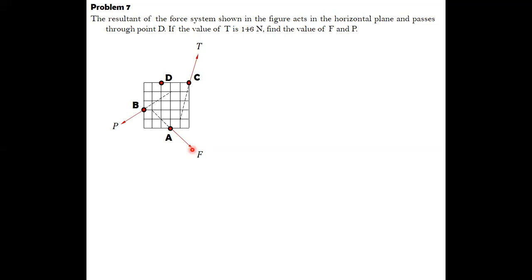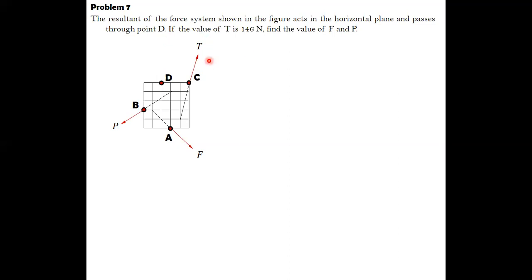Okay, now what if the involved forces are already inclined? Just like what we have here in problem number 7. Before we proceed to the solution, allow me to read this problem first. The resultant of the force system shown in the figure acts in the horizontal plane and passes through point D.